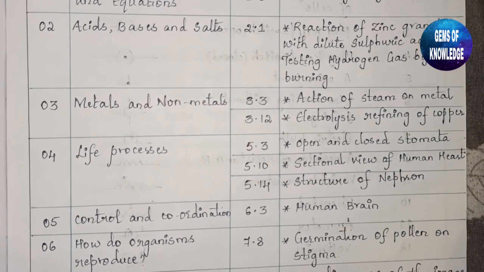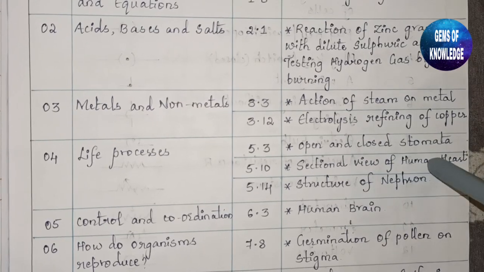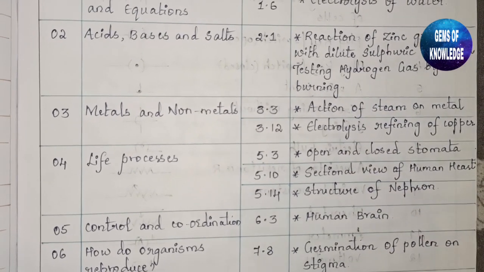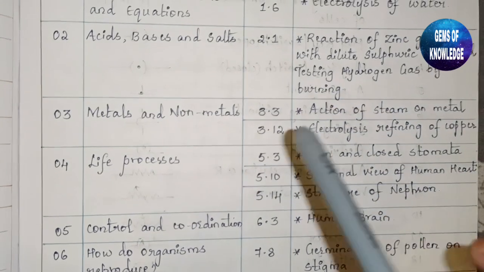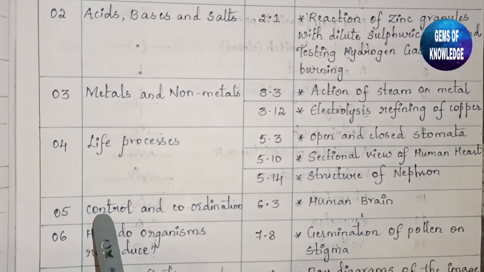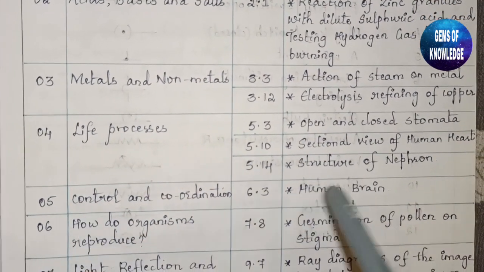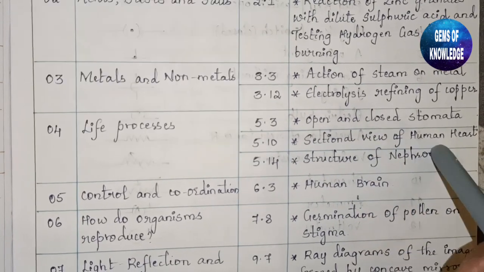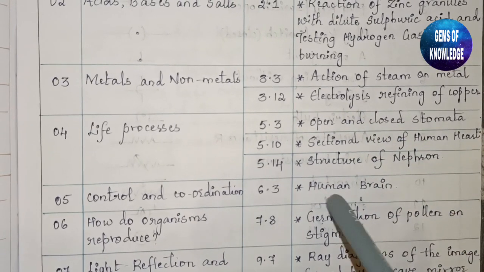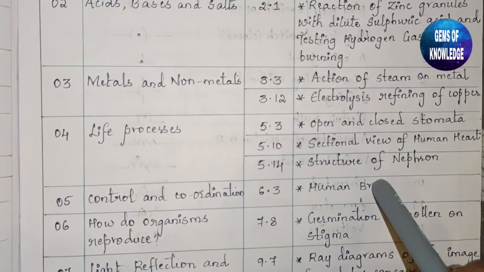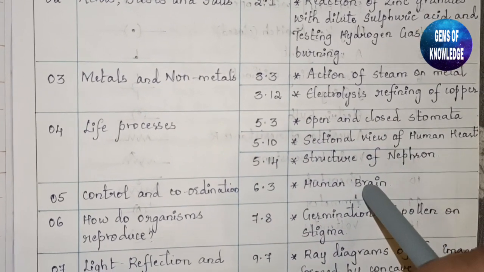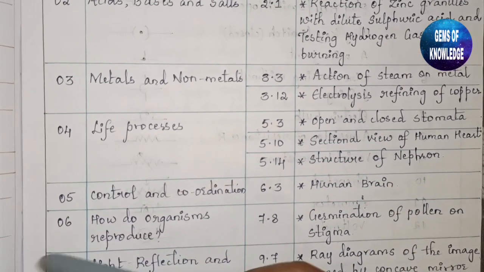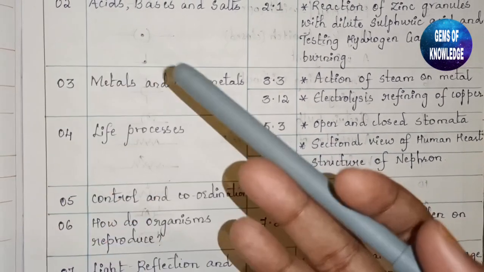They will tell you to draw a neat labelled diagram of human heart, and they may ask you 3 to 4 namings which you have to show in your diagram. Next comes control and coordination, human brain, most important. Here the most important two diagrams are human heart and human brain. In the biological part, these are the two most important diagrams, and it may contain more marks like a 3 marks or 4 mark question.